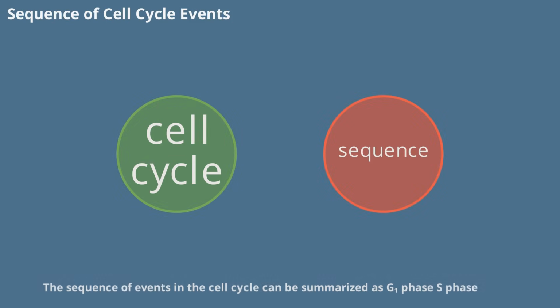The sequence of events in the cell cycle can be summarized as G1 phase, S phase, G2 phase, mitosis, and cytokinesis. Each stage is essential for preparing the cell, duplicating genetic material, and ensuring proper division. This orderly progression maintains cellular health and function.